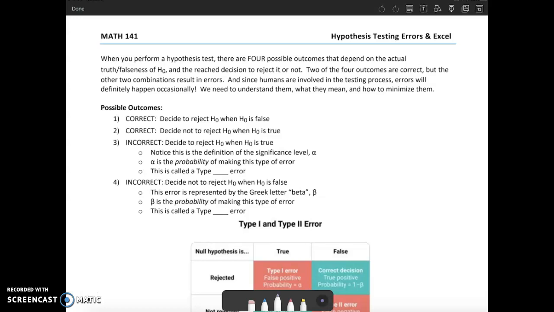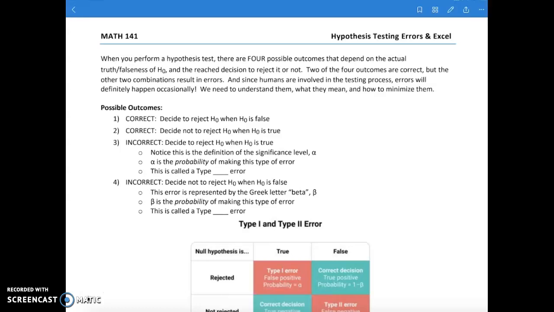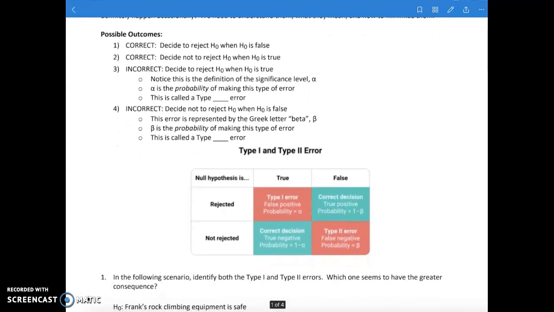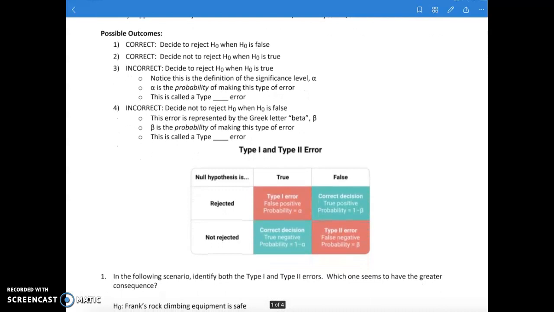So we need to understand them, we need to know what they mean, and we need to know how to minimize them. Okay, so here are all of the possible outcomes, the ways that all of these decisions can be paired up: 2 correct, 2 incorrect. So one possible outcome that's correct is that we decide to reject the null when the null is actually false. So it's a great thing to do, right? The null was false and we decided to reject it.